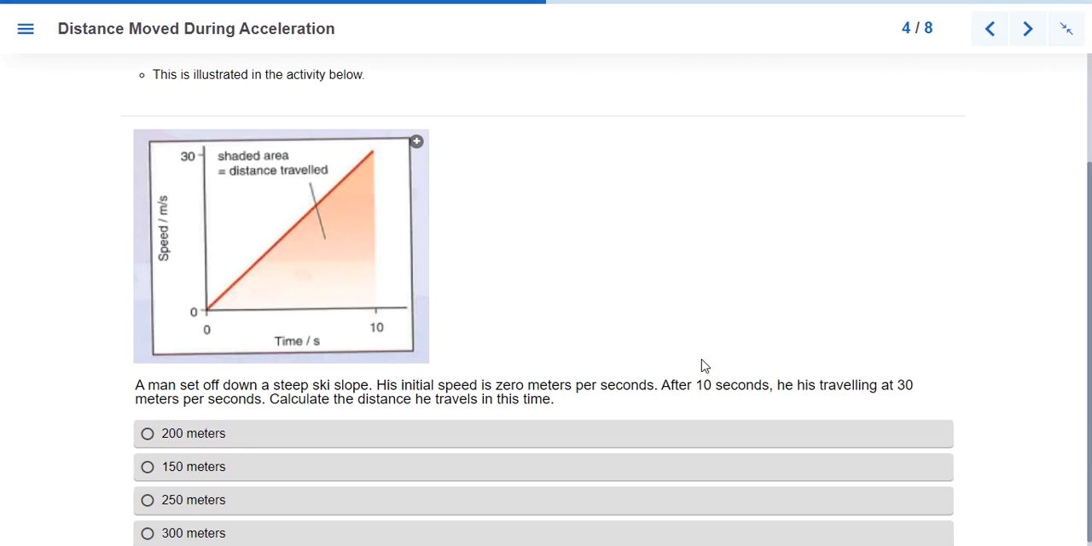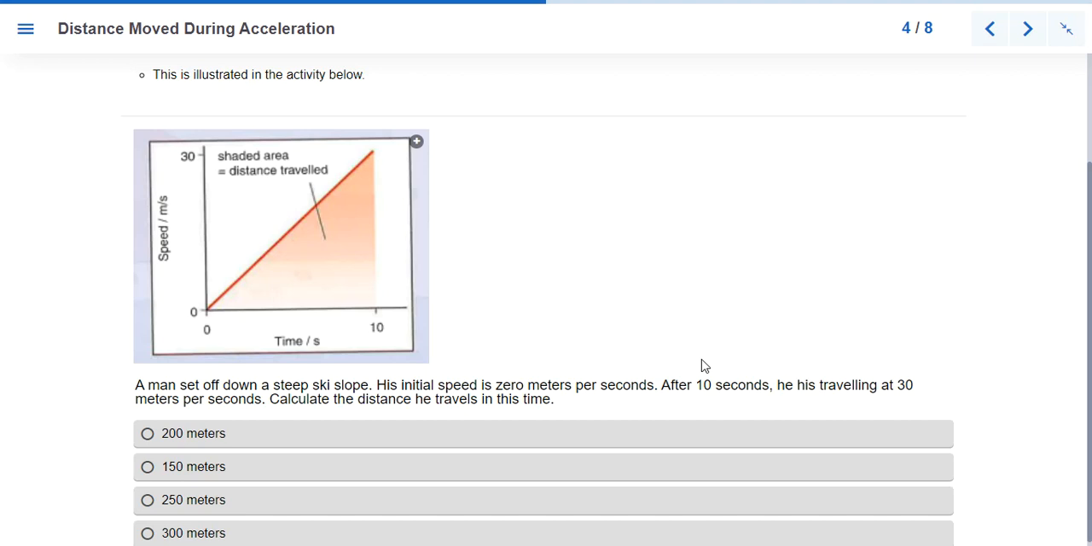From this activity, a man sets off down a steep ski slope. His initial speed is 0 meters per second. After 10 seconds, he is traveling at 30 meters per second. We have to calculate the distance he travels in this time.